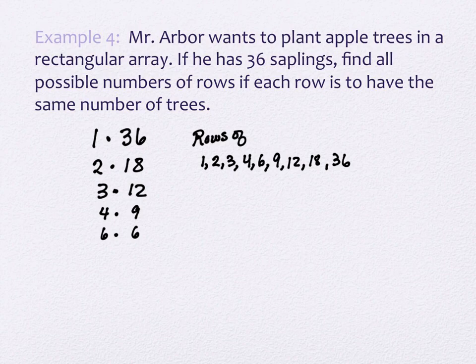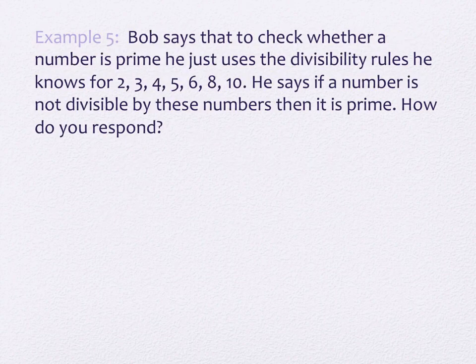Okay, last question for today. We have Bob. Bob says that to check whether a number is prime, he uses divisibility rules that he knows for 2, 3, 4, 5, 6, 8, 10. He says if a number is not divisible by these numbers, then it's prime. How do you respond?